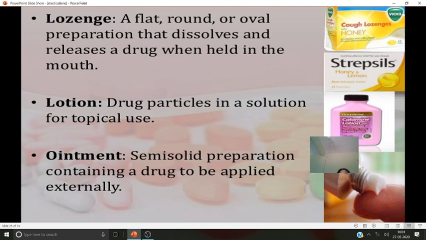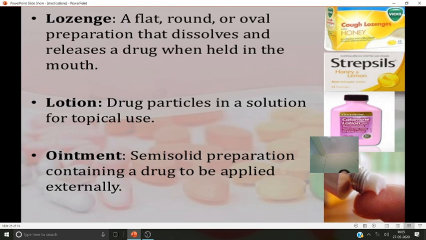Then coming to lozenges. A lozenge is a flat, round or oval preparation that dissolves and releases a drug when held in the mouth. You can see the Strepsils cough lozenges. They are used for subsiding or treating cough. When held in the mouth, the drug dissolves and melts, releasing the drug. So that is the action of the lozenges.